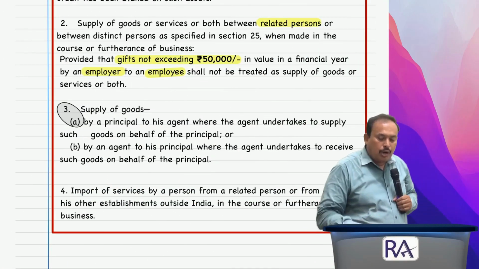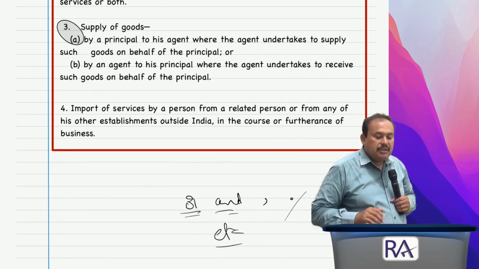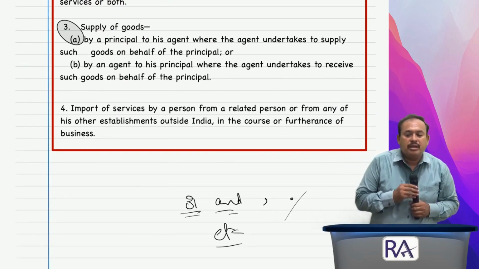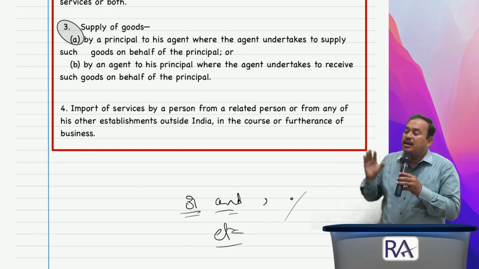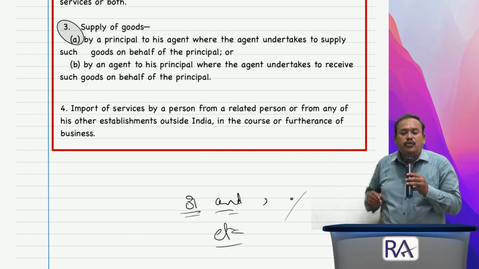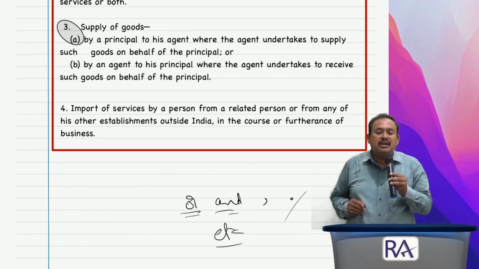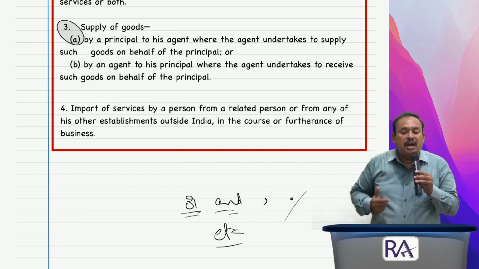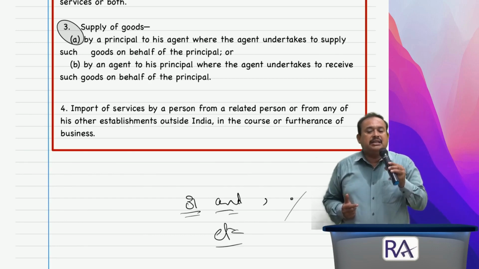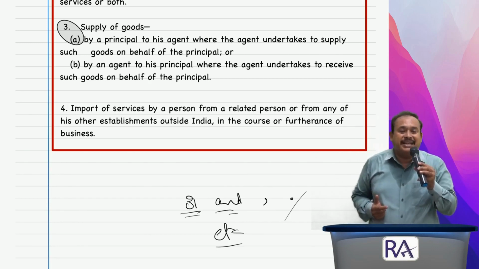Point number 4 of Schedule 1. Import of services by a person from a related person or from any of his other establishment outside India in the course or furtherance of business.